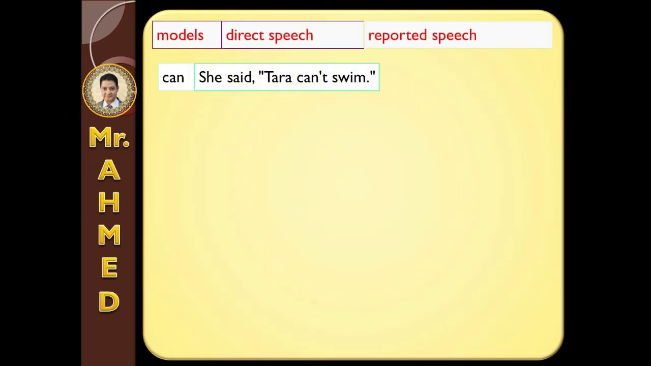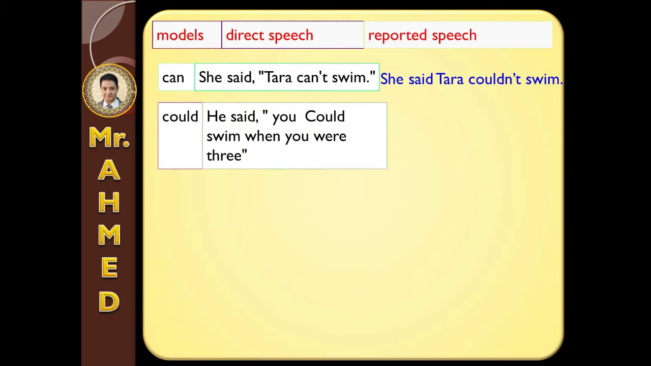Now with the modals, how can we change modals into reported speech? Can: she said, "Tara can't swim." She said Tara couldn't swim. We changed can into couldn't. Could: he said, "You could swim when you were 3." He said that I could swim when I was 3.